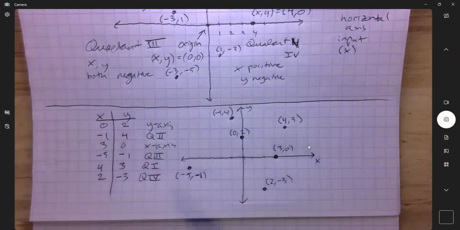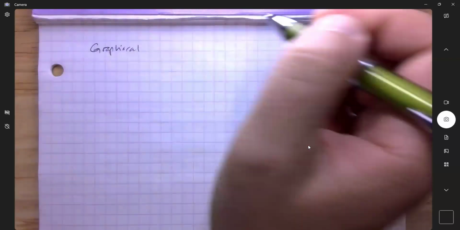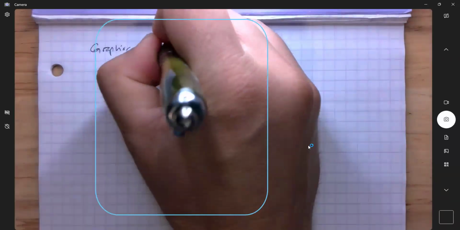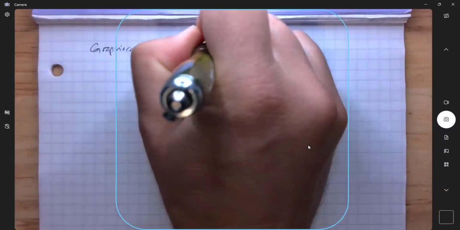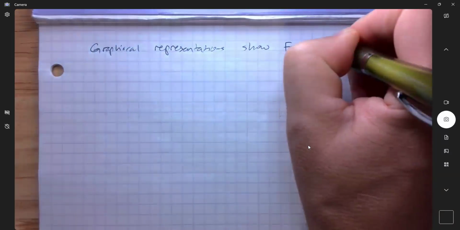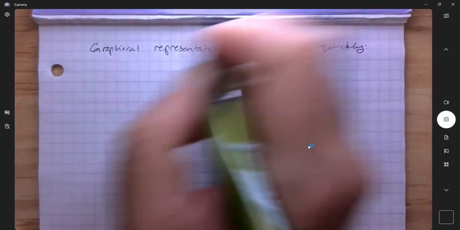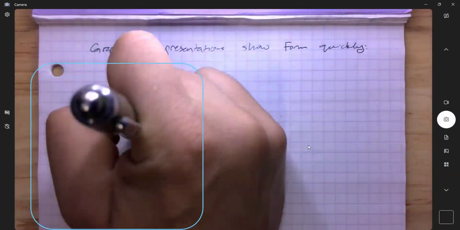These were just random points I picked to show you how you can have things on the y-axis in the different quadrants and on the x-axis. One of the advantages of a graphical representation is it can help you see the form of the expression or equation or functions. Graphical representations show form quickly. So let me give you an example.